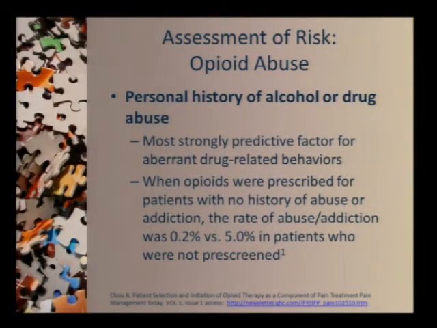So the last tier in assessing potential abuse or a potential risk for opioid therapy is looking at potential abuse. So as I said earlier, a personal history of alcohol or drug abuse is the most strongly predictive factor for aberrant drug-related behaviors. In one study, when opioids were prescribed for patients with no history of abuse or addiction, the rate of abuse and addiction was only 0.2%, and that's compared to 5% in patients that were not pre-screened.